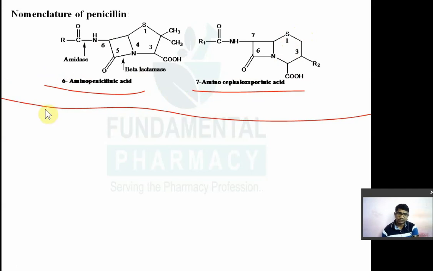So this is the site where beta lactamase will act. Those organisms which produce the beta lactamase enzyme open this bond. And there is one more enzyme known as amidase. So amidase will break this bond.